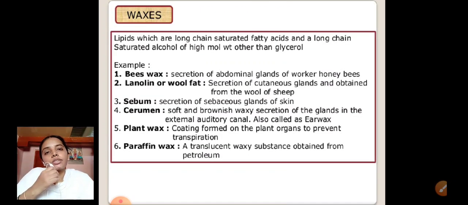So the next one is waxes. These are lipids having a long chain structure, made of saturated fatty acid and long chain saturated alcohol of higher molecular weight other than glycerol. Examples are beeswax, wool fat, sebum, cerumen, plant wax and paraffin wax.